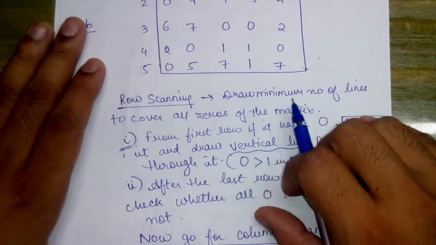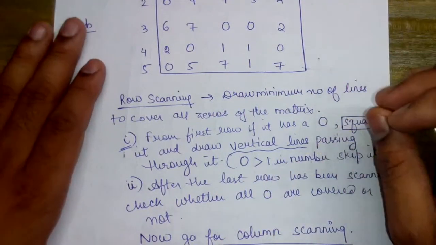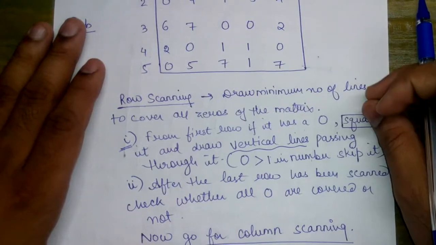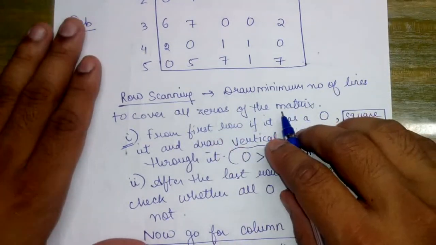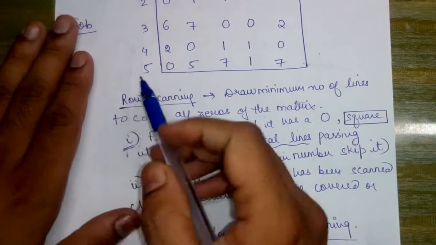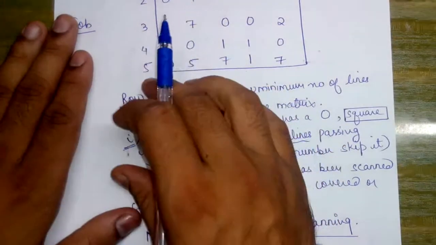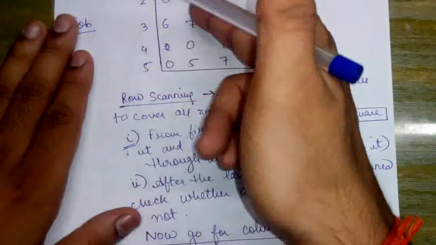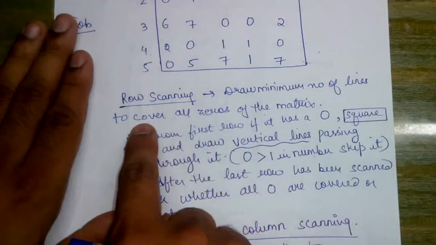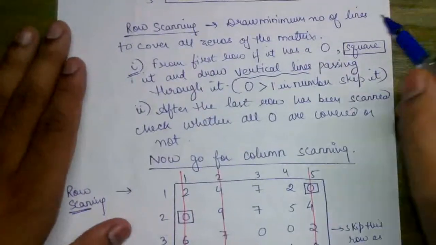Now we apply the row scanning. In the scanning, we draw the minimum number of lines so as to cover all the zeros of the matrix. Please remember, it is the opposite: for row scanning we draw the vertical lines, and for column scanning we draw the horizontal lines.